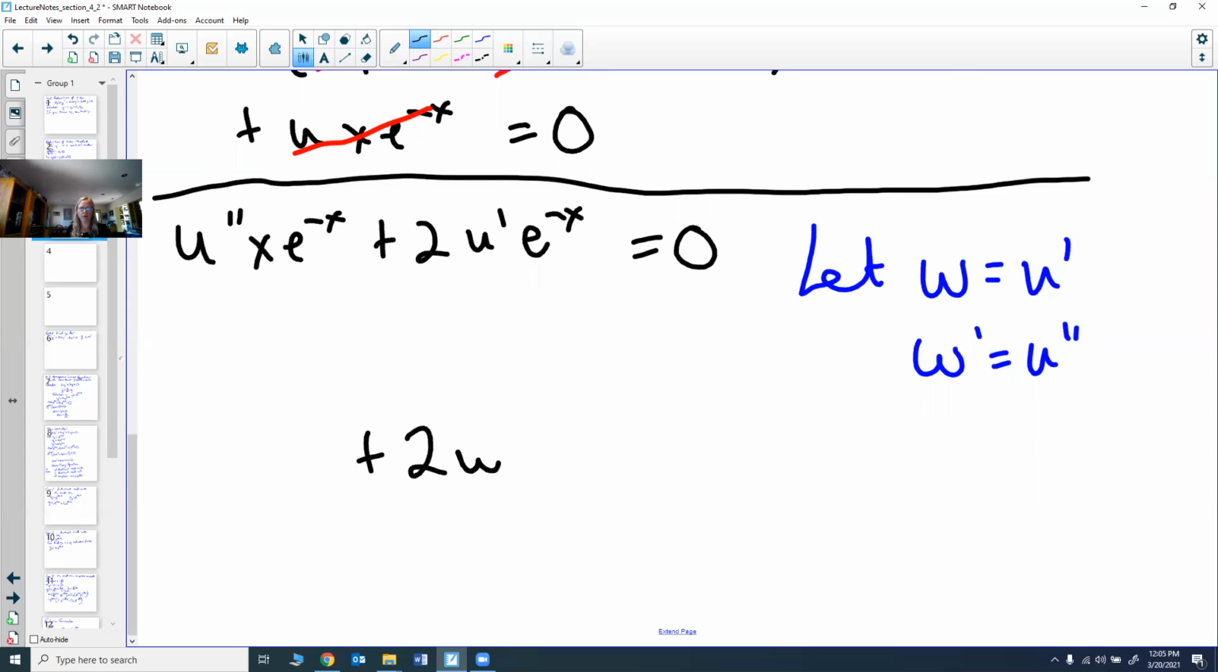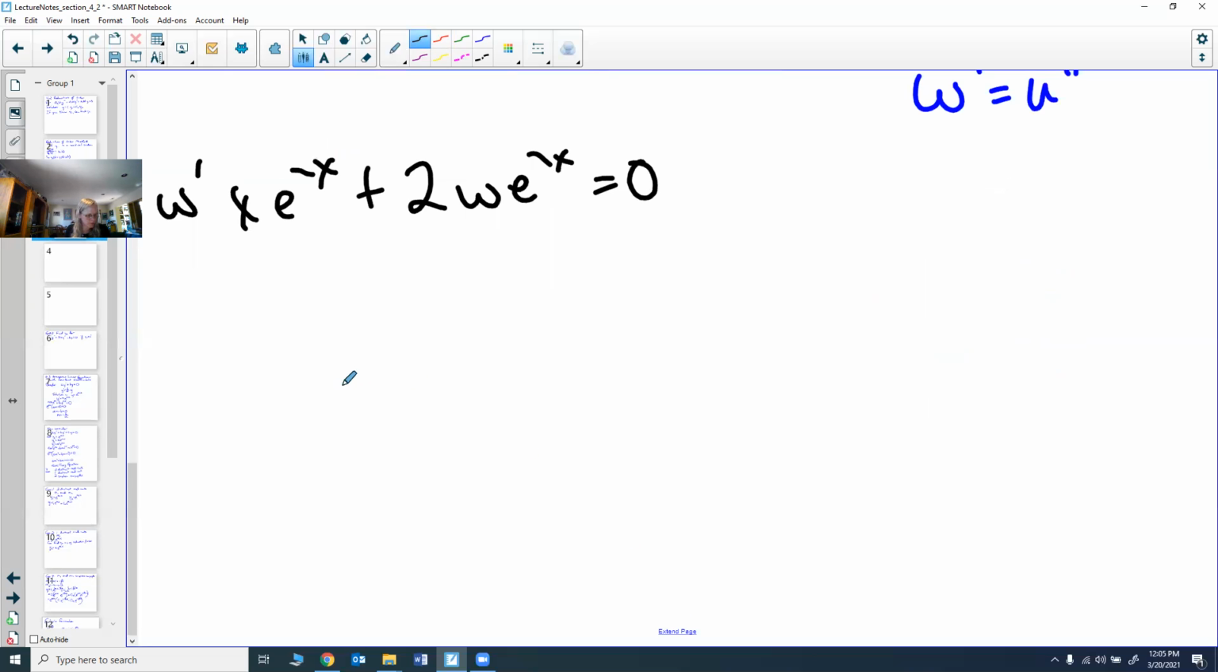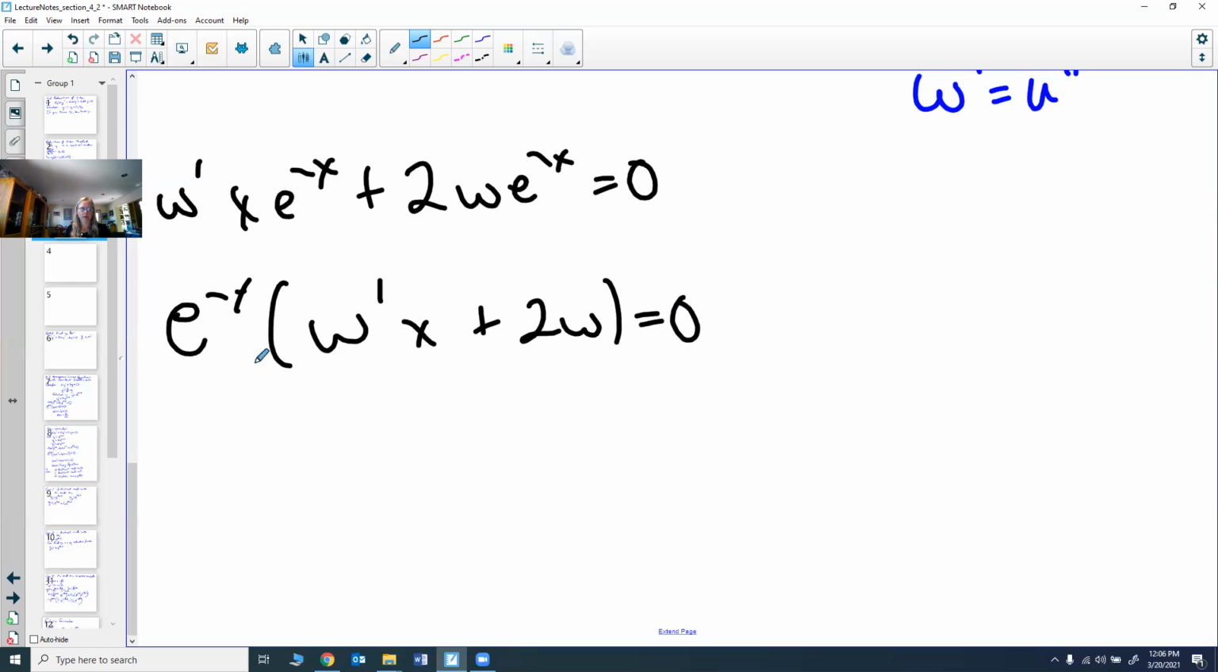So we have 2w e to the minus x equals 0 here. And this u double prime is now w prime. So u double prime becomes w prime x e to the negative x. So we now have a first order differential equation, which you actually already know how to solve, because we've been solving these before. So one of the things I notice is that I have an e to the minus x in all these terms, so I can pull that out. So I've got w prime x plus 2w equals 0. E to the negative x can never be 0, so you can just get rid of that.